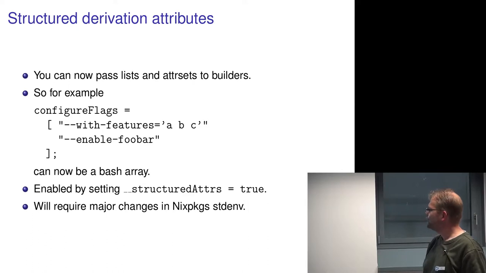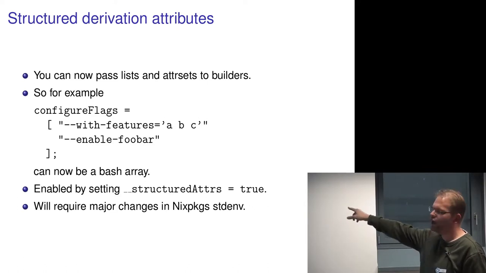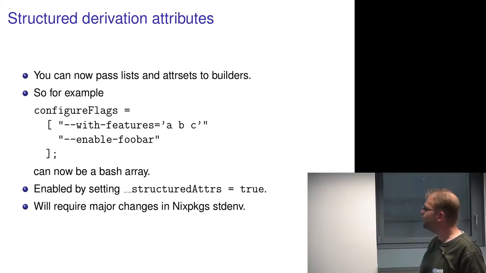So as a convenience to bash users, any attributes that can be mapped can be squeezed into a bash array or a bash associative array. So it will do that for you. So for example, here configure flags would actually be a bash array. So for example, the fact that we have white space in the first element of that flag is no longer a problem.